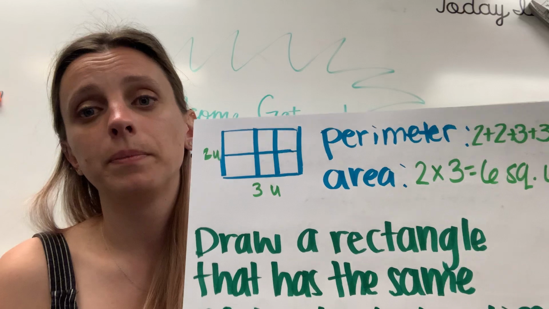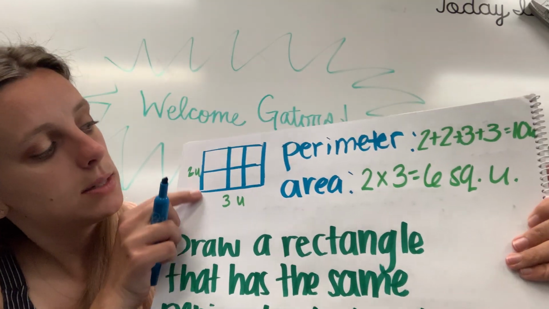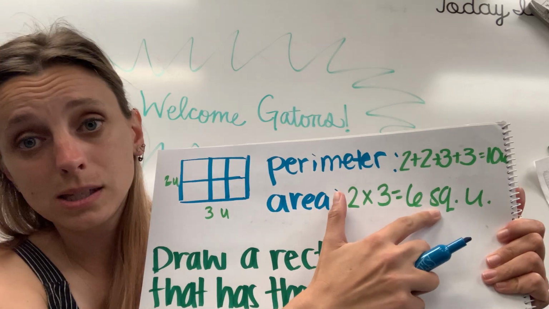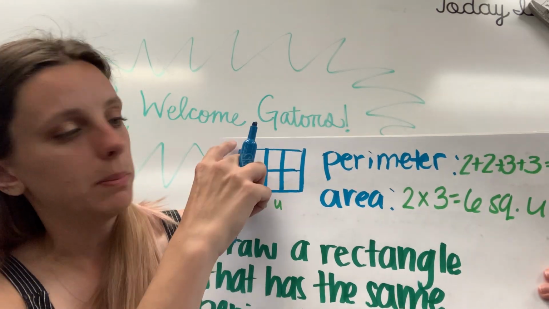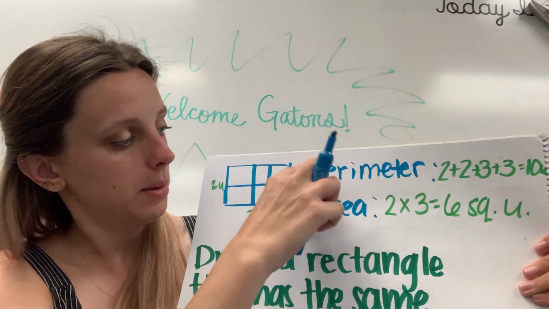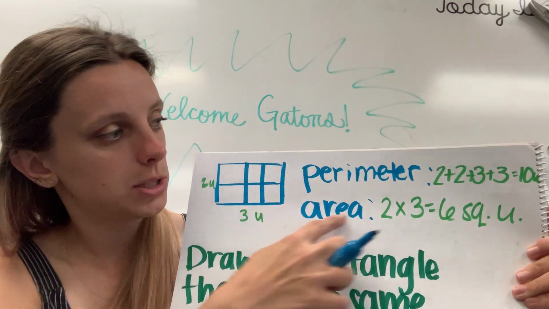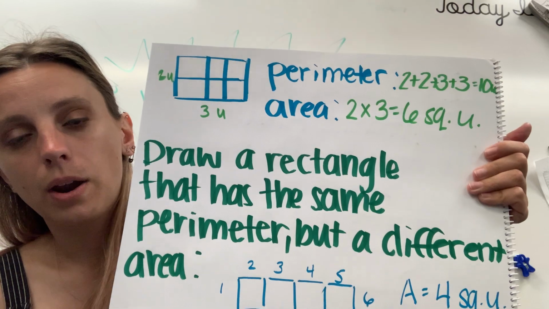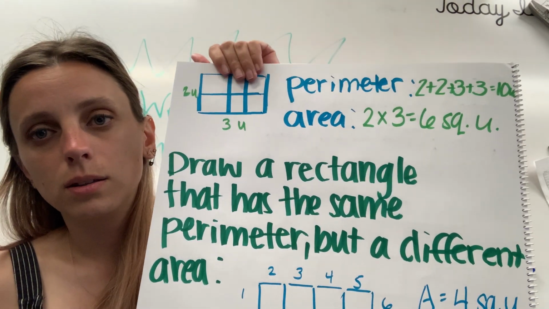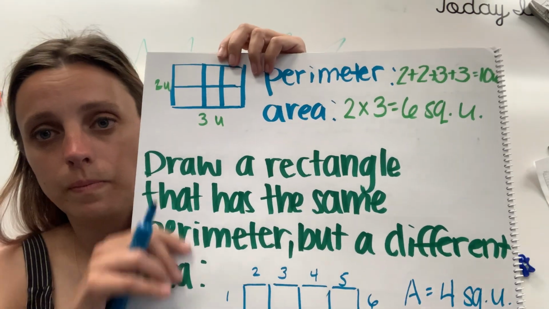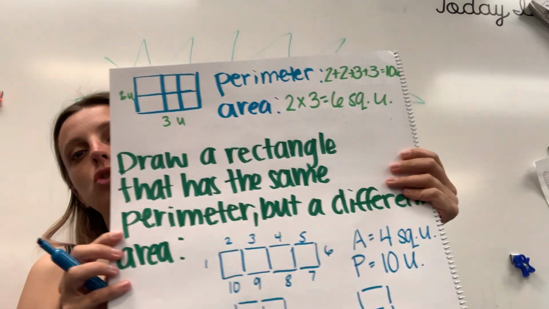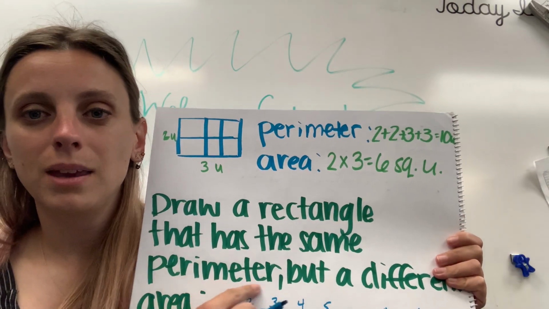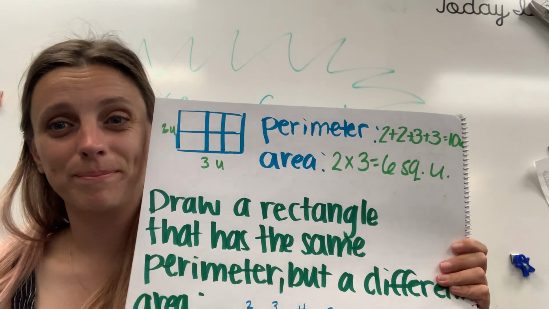All right, Gators? So I've already solved this. My area is 3 by 2, which would be 6 square units. My perimeter would be this side, 2 plus 2 plus 3 plus 3, which would give me 10 units. All right, so this is the rectangle that they gave us. And then they're going to ask us to draw a rectangle that has the same perimeter, but a different area.